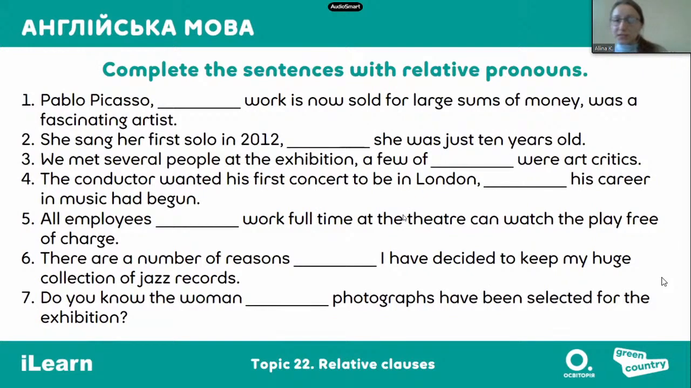Let's try to do this task, yes? And let's try to choose the correct relative pronoun. Let's go to number 1. Pablo Picasso, gap, work is now sold for large sums of money, was a fascinating artist. What relative pronoun can we put there? We know like a lot of them now.